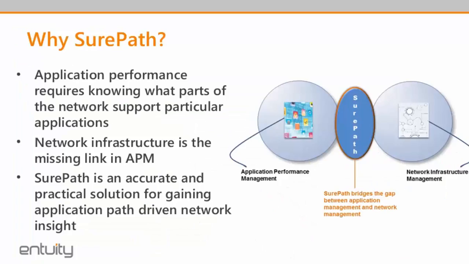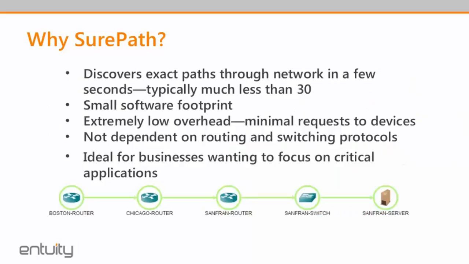So why SurePath? Application performance definitely requires knowing what parts of the network support particular applications. One of the missing features from many of today's application performance monitoring products is that the network infrastructure piece is the missing link. SurePath adds that capability to trace applications through the network infrastructure and gives you insight on how applications traverse through the network. You can also alert on when applications change paths.